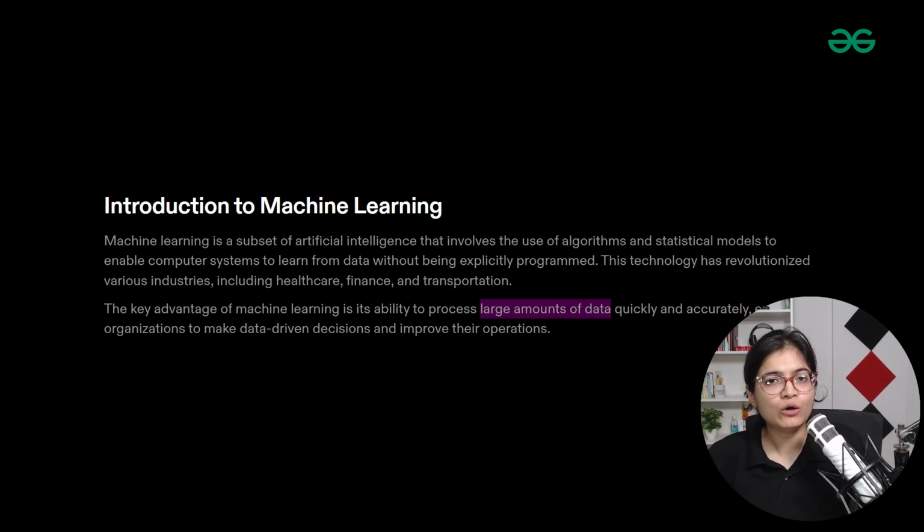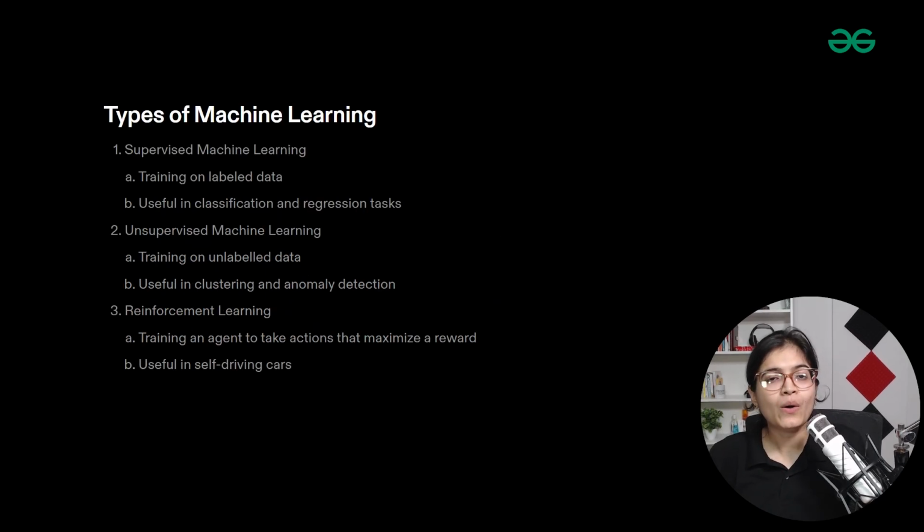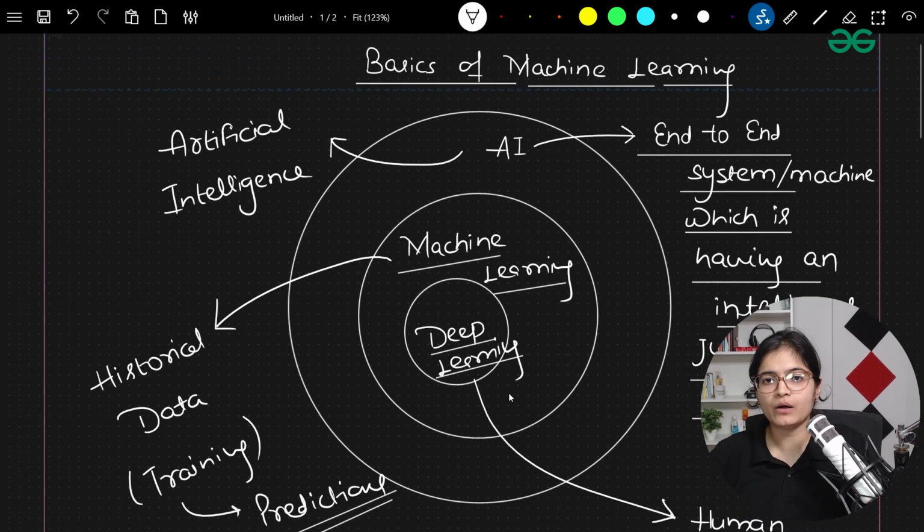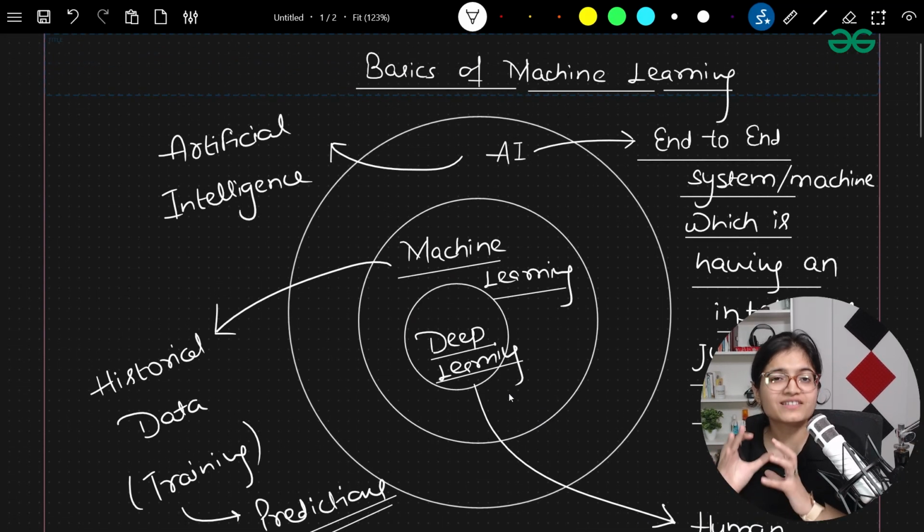So I hope that now this part is pretty much clear to everyone. In the upcoming session, I will move ahead and talk in great detail about the types of machine learning algorithms that we have. So I hope that this very first session, where I have talked about what machine learning is, and how it is different from AI and deep learning, is pretty much clear to everyone. If you still have any sort of confusion, do let me know.